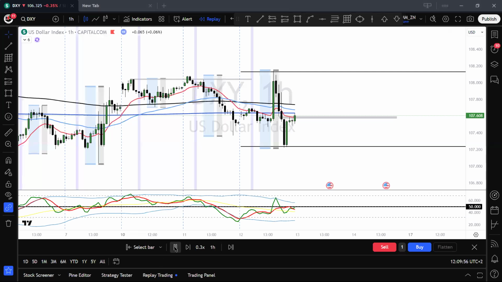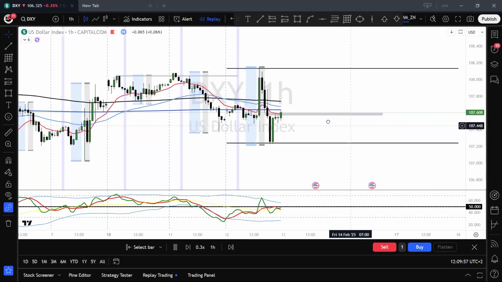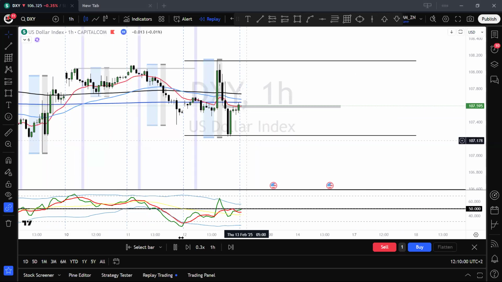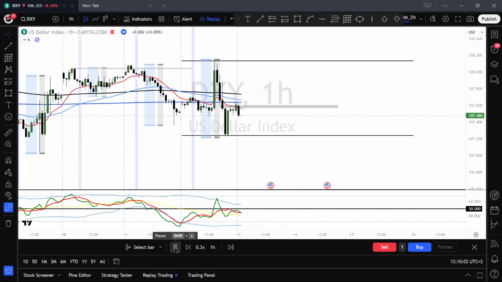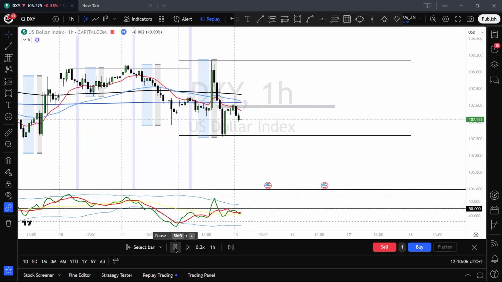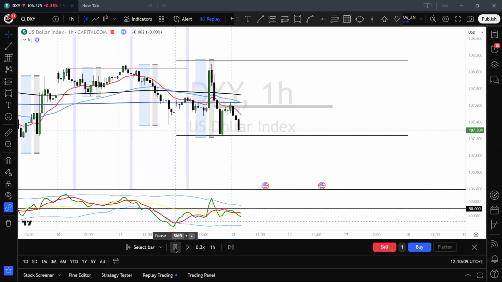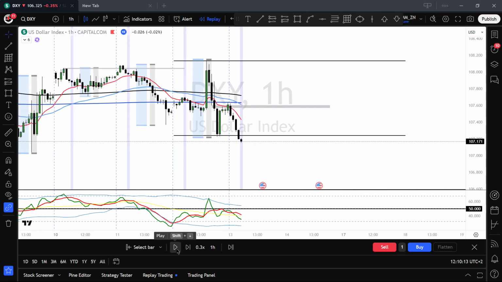So I'm just going to click play. Let's see now how Thursday price started to move. Okay, Thursday midnight, price reacts on the imbalance, starts to push down aggressively. We break the low on H1.